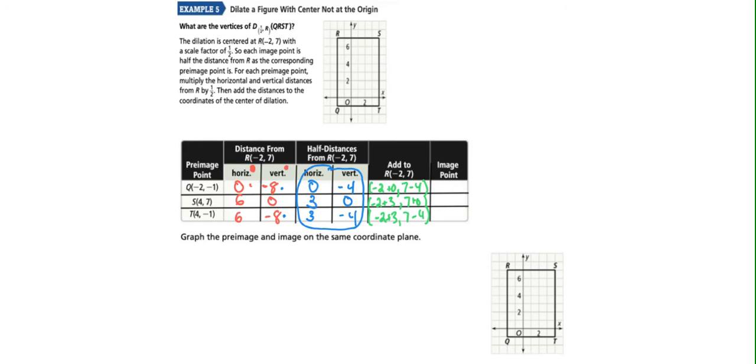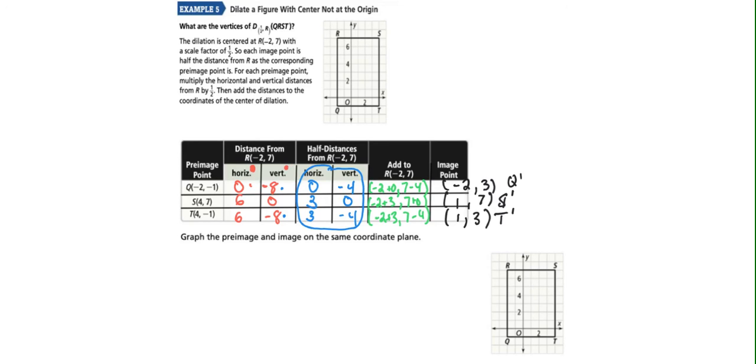Right, R prime's not going to change. R and R prime aren't going to change. They're going to be the same thing because they're dilating at R. Okay, so our new point here is at (-2, 3). New point here is at (1, 7). And new point here is at (1, 3). Right, so this is Q prime, this is S prime, and this is T prime.